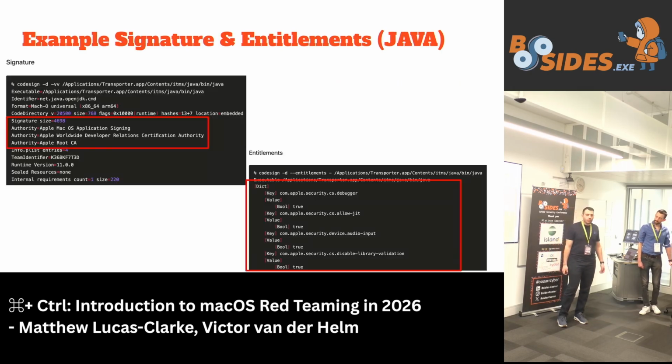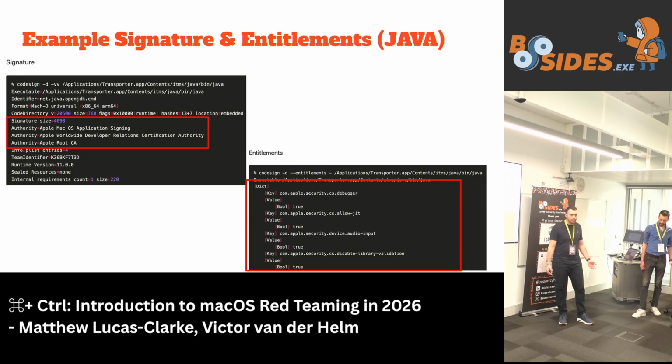If you wanted to visualize the signature, you could use the codesign utility in macOS. In the top left, you can see the signature for the Java binary, which is basically indicating that it's been signed by Apple. So this is a trusted binary. And then on the bottom right, you can see the entitlements associated with the Java binary, indicating what it can do on the system.